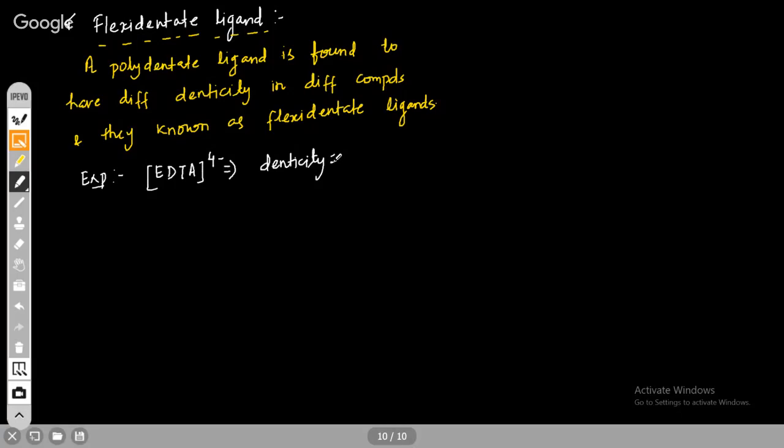How is it 4? Just now I have done it. Let's go through it once. EDTA 4 minus. What is the denticity of this ligand? If I write EDTA 4 minus, it is ethylene diamine tetraacetate ion, and its denticity will be 6, not 4. Why did you say 4? Because there are 4 negative charges. Is it? Tell me.